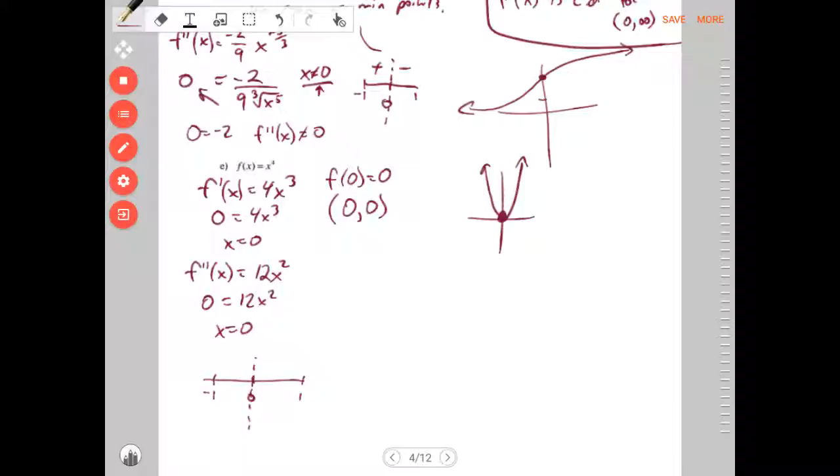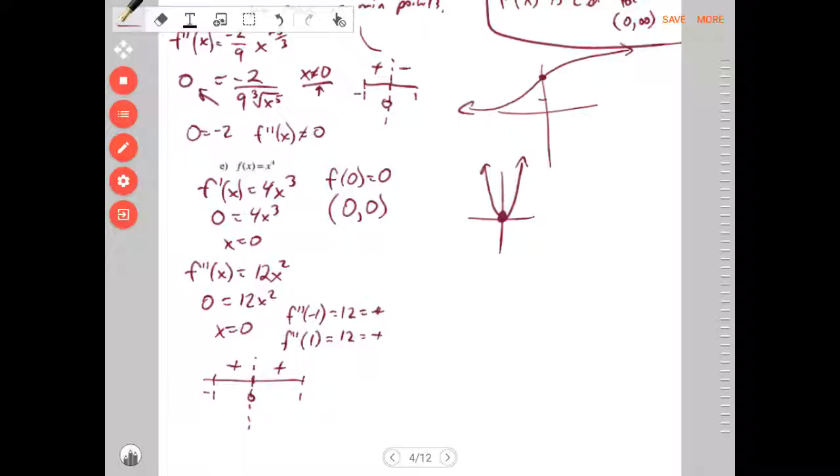So 12x squared, if x is -1, -1 squared is 1, times 12 is 12. So f double prime of -1 is positive 12. So this is positive, so the other side should be negative. But f double prime of +1, wait a second, 1 squared is 1 times 12 is still 12, which is still positive.